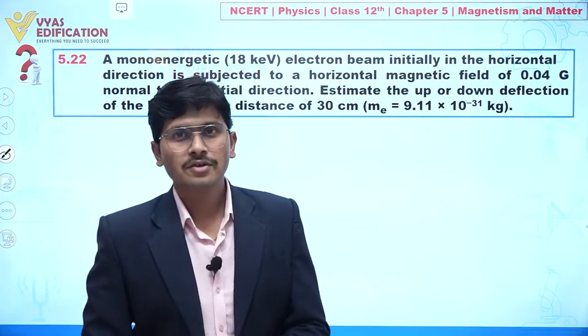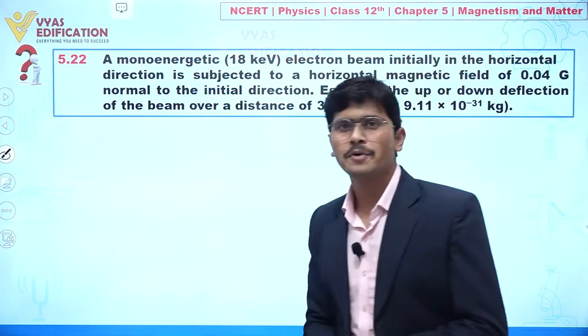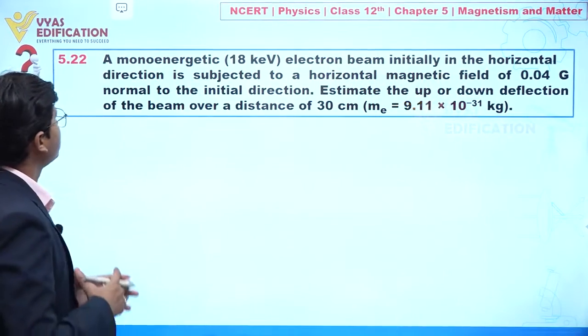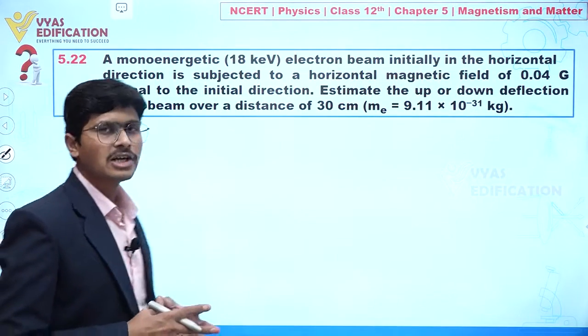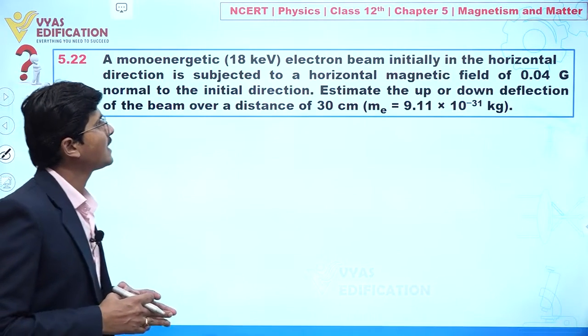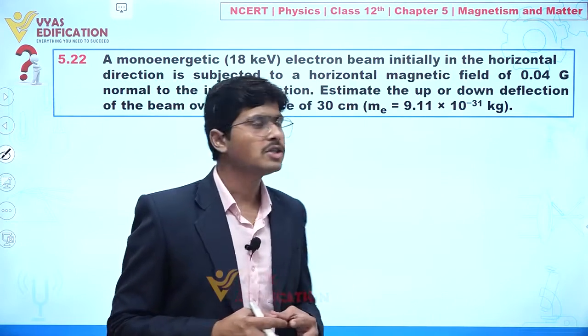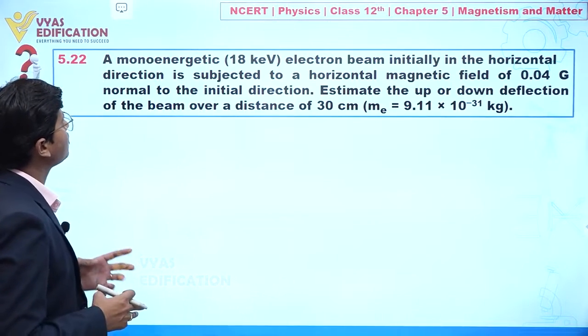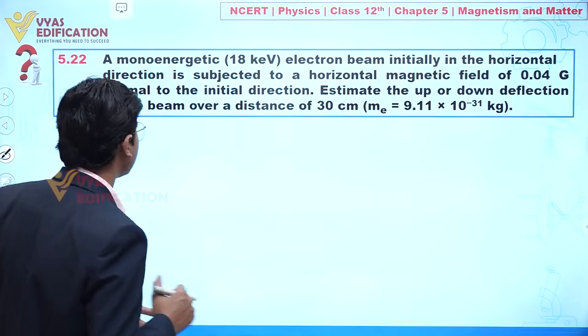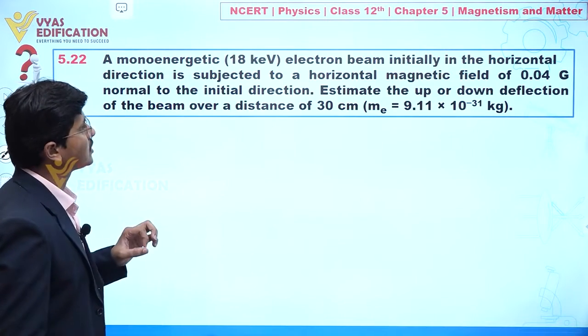Now student, we are going to discuss question number 5.22, and in this question you are given a monoenergetic 18 keV electron beam, initially in the horizontal direction, subjected to a horizontal magnetic field of 0.04 Gauss normal to the initial direction. Clear? So first let us try to understand this given situation.